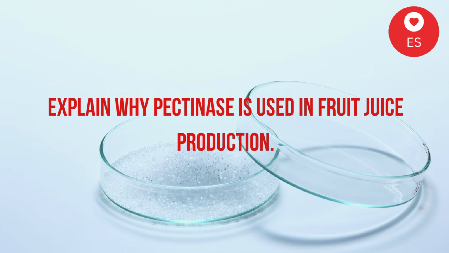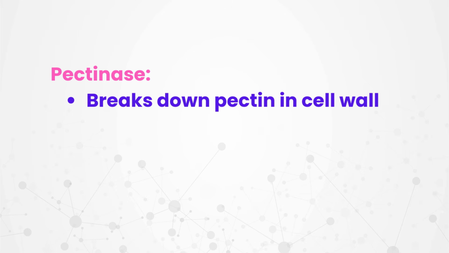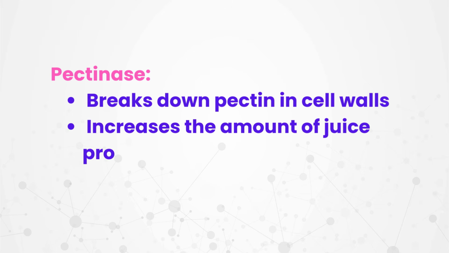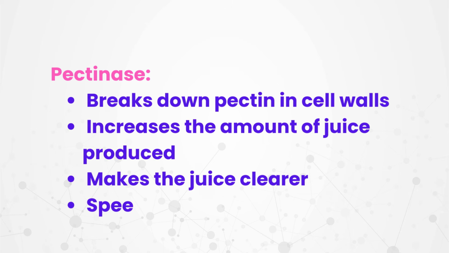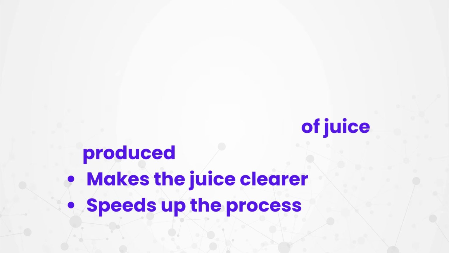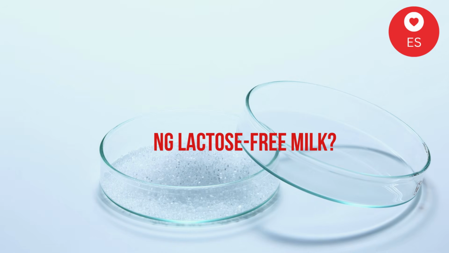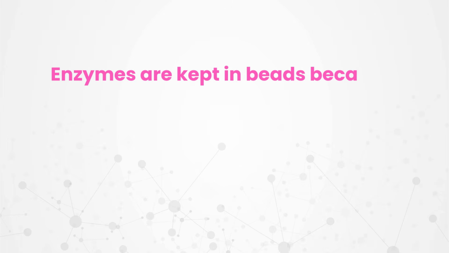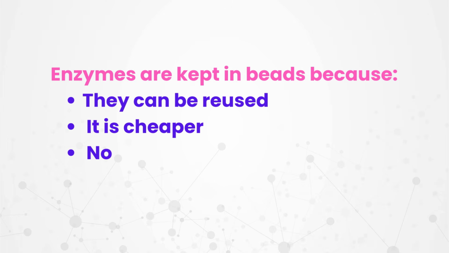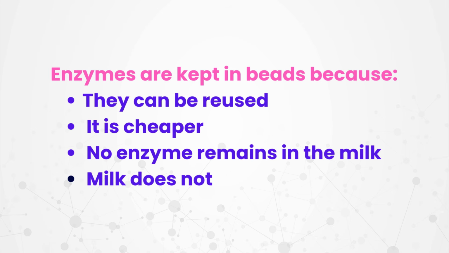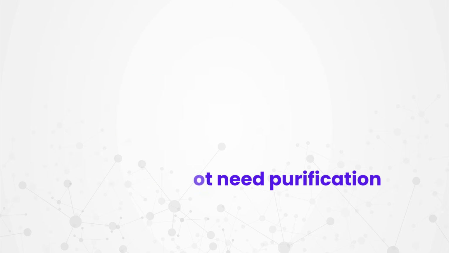Explain why pectinase is used in fruit juice production. Pectinase breaks down pectin in cell walls, increases the amount of juice produced, makes the juice clearer, and speeds up the process. Why are enzymes trapped in beads when making lactose-free milk? Because they can be reused. It is cheaper. No enzyme remains in the milk. Milk does not need purification.